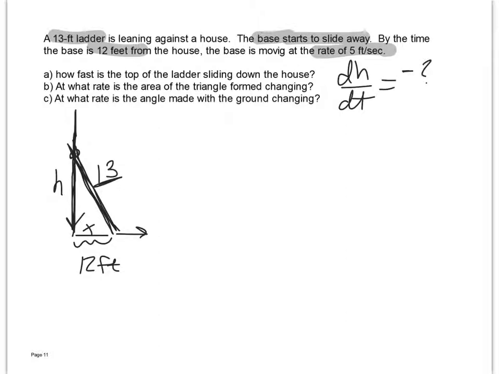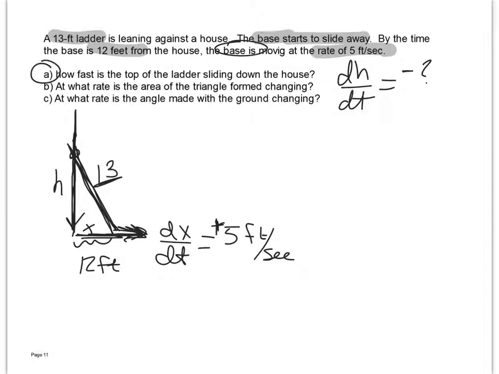The base is moving at the rate of 5 feet per second. Now that's the base moving, which is x, so that's dx/dt, and it's 5 feet per second. Now, since x is getting bigger as this ladder slips away, that's a positive value. Okay, so that's positive.